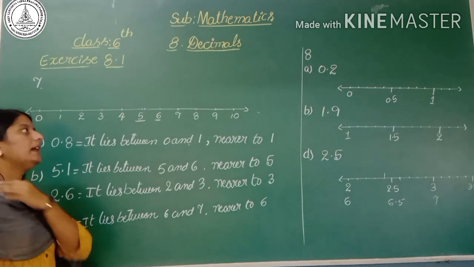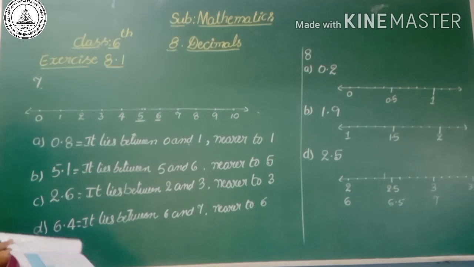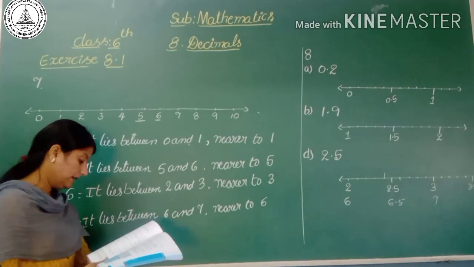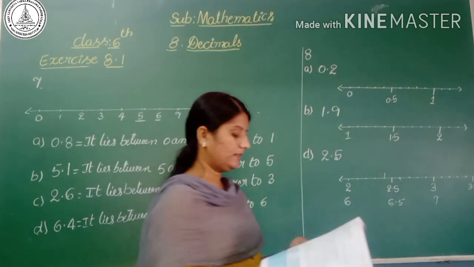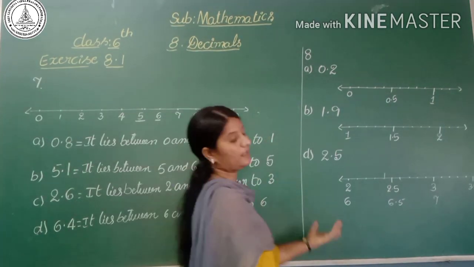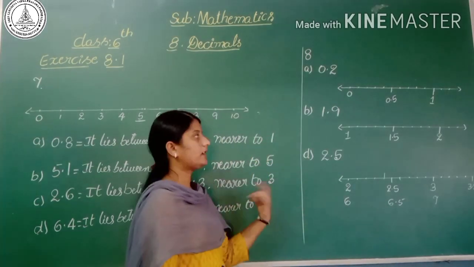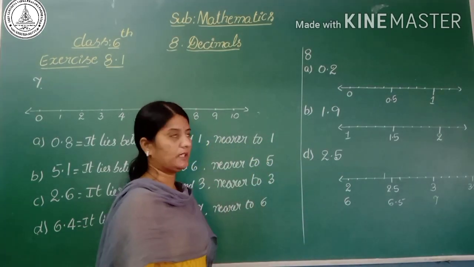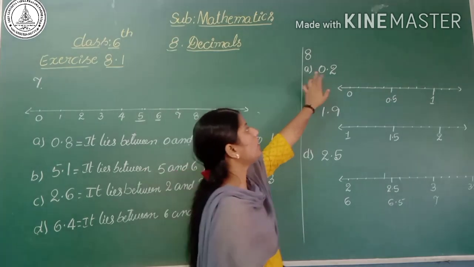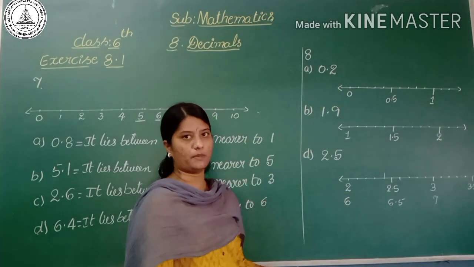Then let's go to the 8th question, that is mark the decimal numbers on the number line. Show the following numbers on the number line. So they have given 4 questions. I have taken 3 numbers, so the remaining 1 number you have to do. The first one is 0.2. For each number I have taken a separate number line.